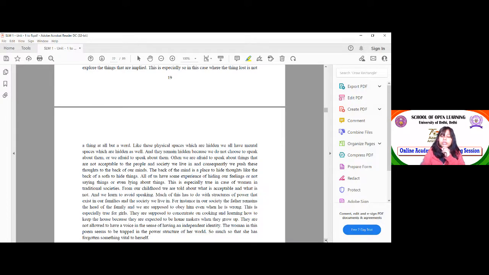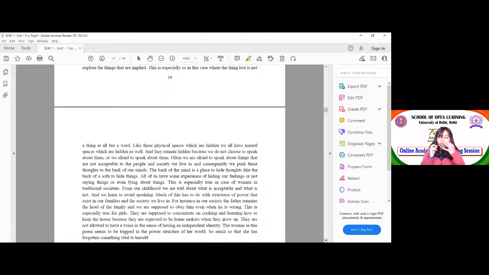You can look at, like, the author of this chapter has analyzed it, talking about the mental spaces. Mental spaces, maybe there are things that are hidden. There are things that you cannot directly see. So this is why I explained the three compartments of the mind with you. And they remain hidden because we do not choose to speak about them, or we are afraid to speak about them. Often we are afraid to speak about things that are not acceptable to people and society we live in, and consequently we push these thoughts to the back of our heads.